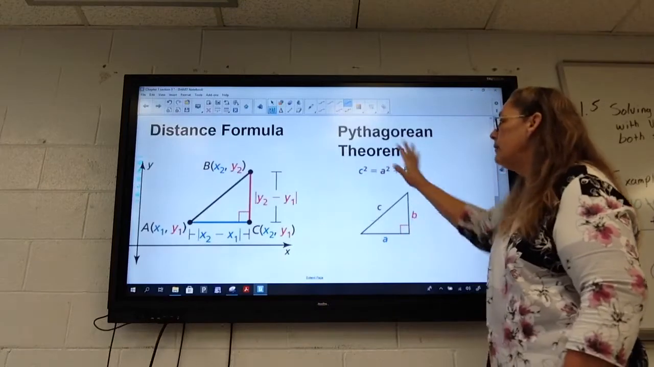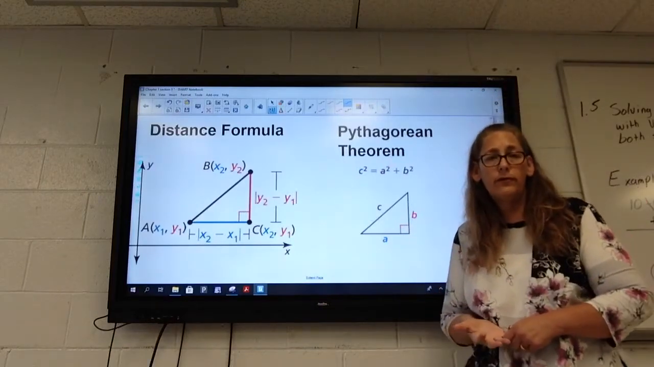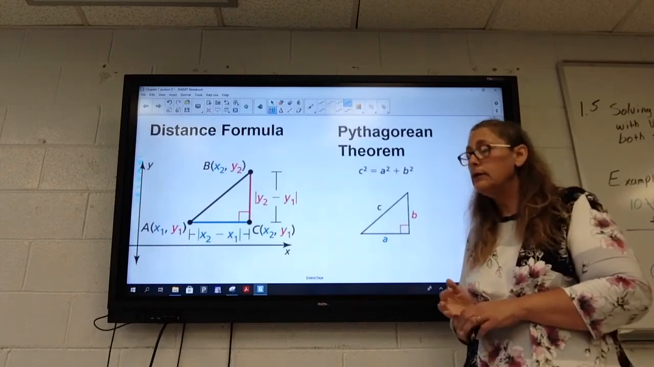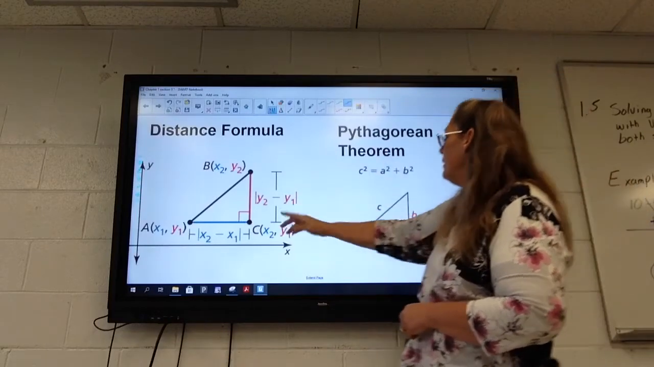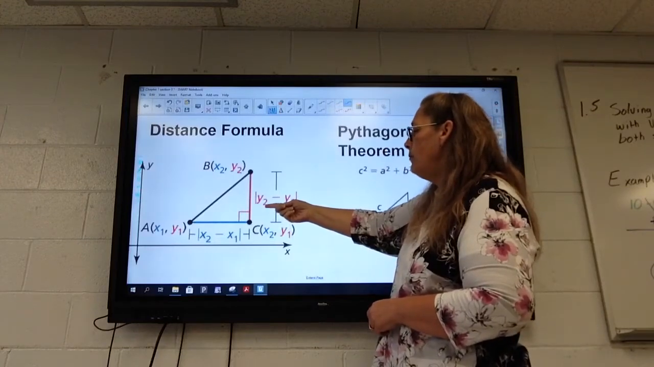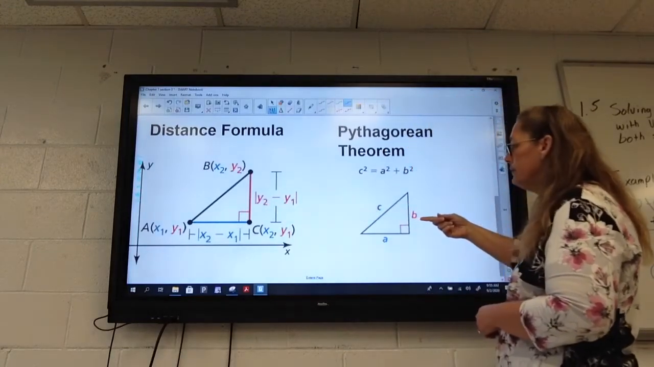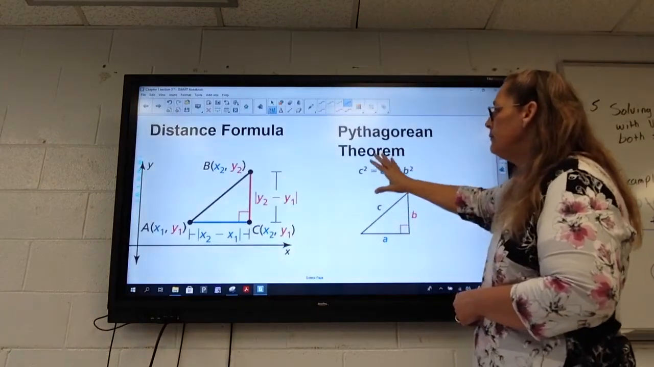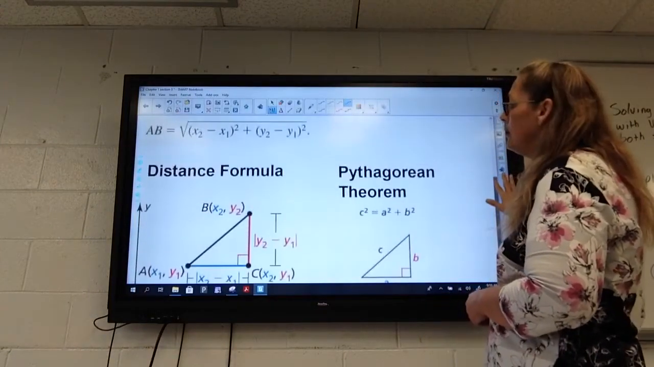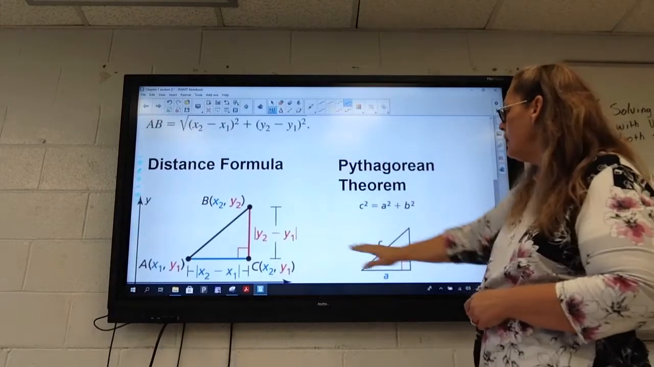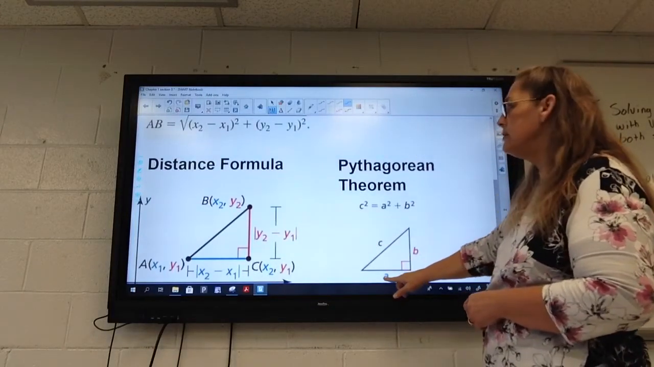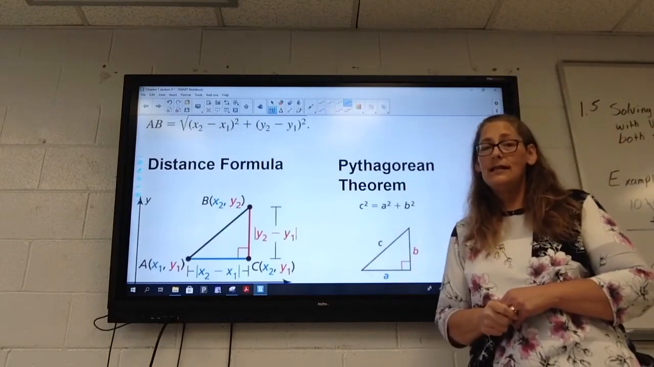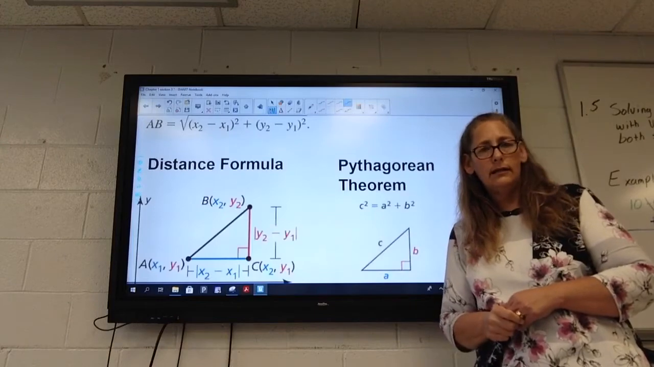Then we start looking at the Pythagorean theorem, which you have used before. You've seen it, I know, in at least 8th grade, 7th grade maybe. This is B, they color-coded it here. This is C. So if you take this information and put it into your Pythagorean theorem, these are your y's, these are your x's, this is your distance. It's not really new, it's just you're seeing it in a different way.